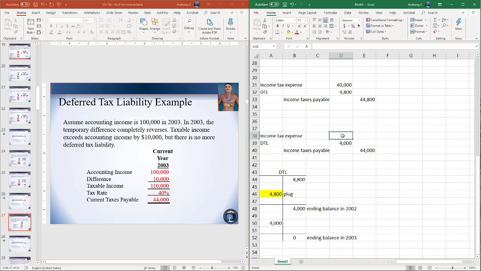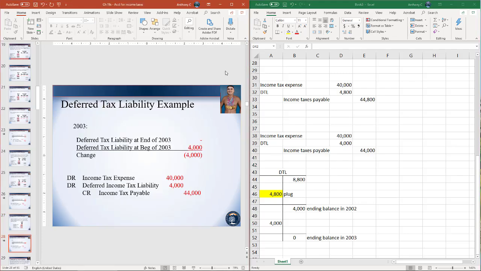And then the income tax expense is your income taxes payable plus or minus the change in deferred taxes. Since debits must equal credits, we can take the 44,000 and subtract out the 4,000, and that gets us to our income tax expense of 40,000.